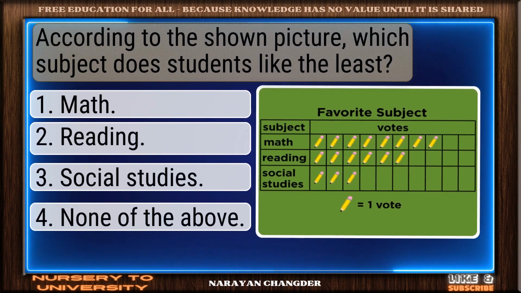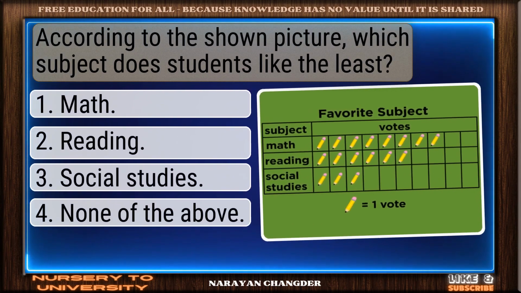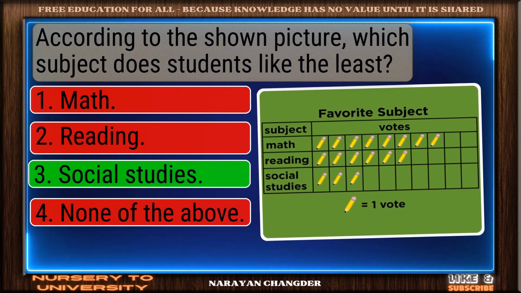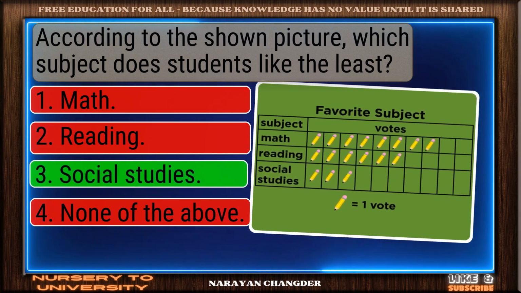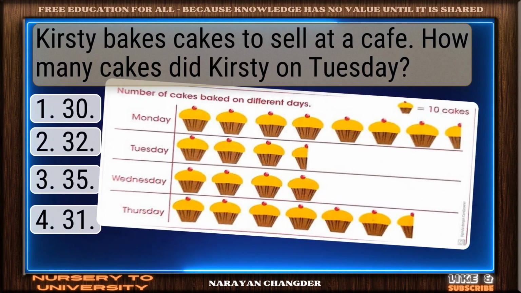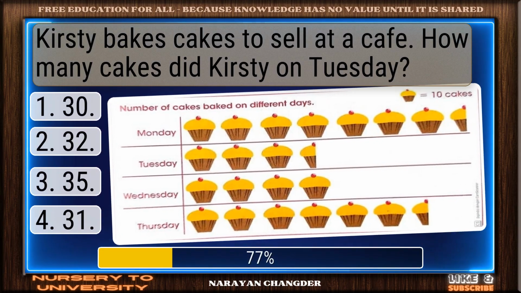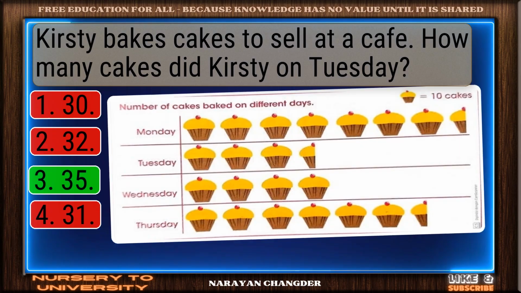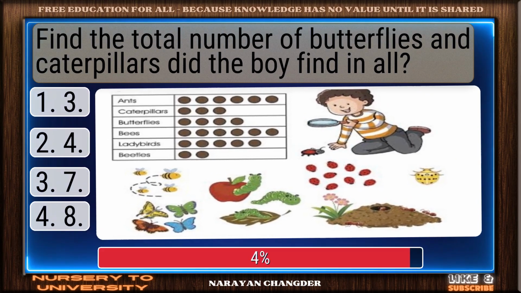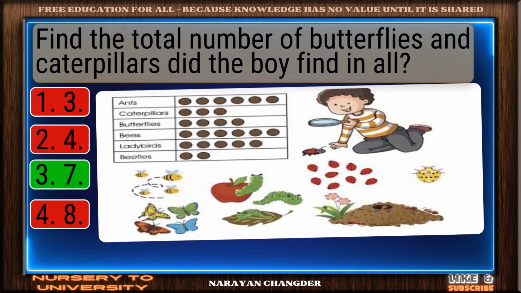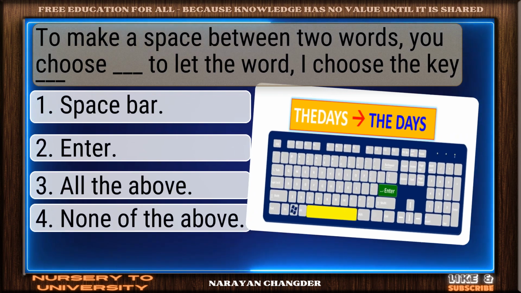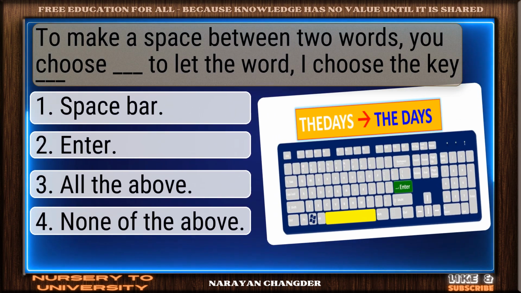According to the shown picture, which subject do students like the least? Smart pick. Social studies is correct. Kirsty bakes cakes to sell at a cafe. How many cakes did Kirsty bake on Tuesday? Good. 35 works well. Find the total number of butterflies and caterpillars the boy found in all. On track. 7. To make a space between 2 words, you choose dash to let the word. I choose the key dash.